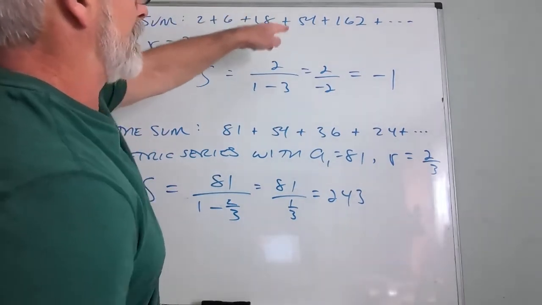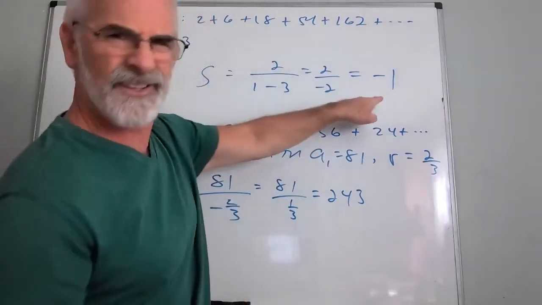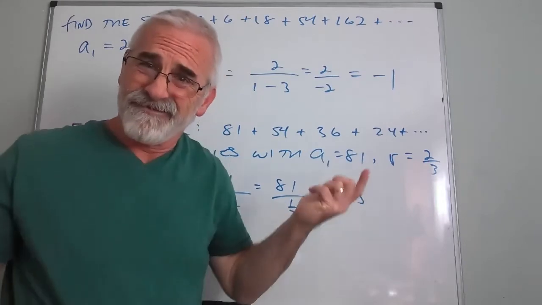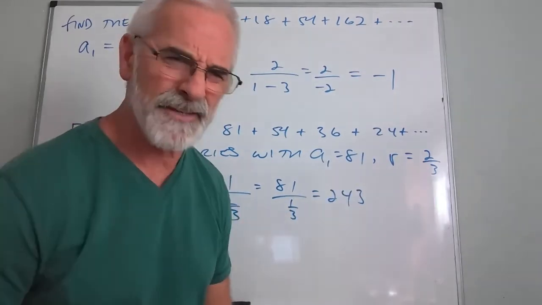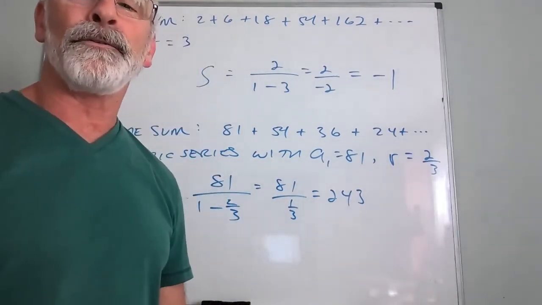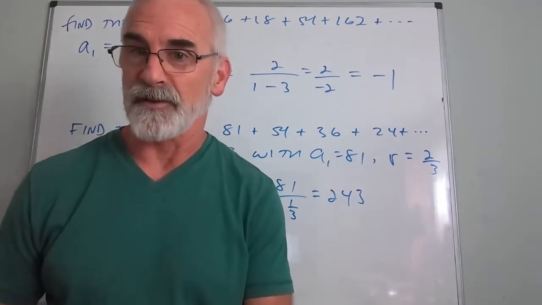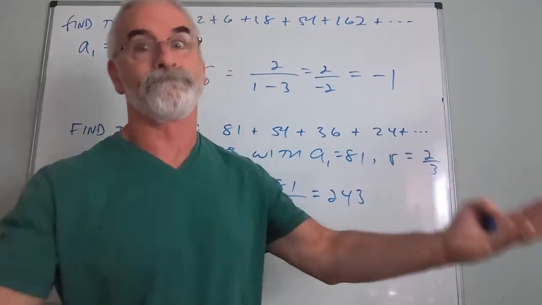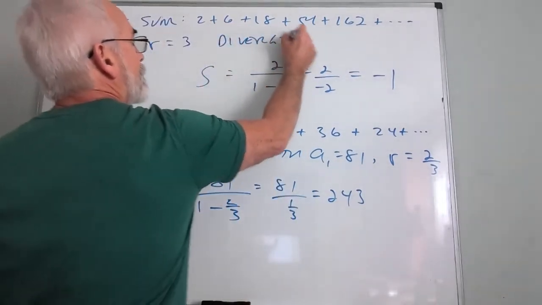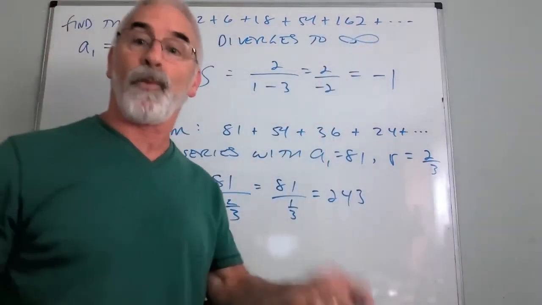2 plus 6 plus 18. These are getting bigger and bigger and bigger, and they're all positive. My sum is -1. What do you think? Did something go wrong? The formula doesn't apply when R is greater than 1. Oh, yeah, you're right. I just said it only works when the absolute value of R is less than 1. My R is bigger than 1. I don't have to do anything. This diverges to infinity. The formula doesn't apply because my R wasn't smaller than 1.